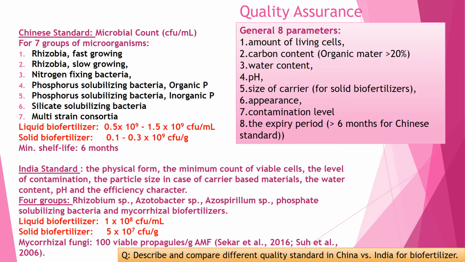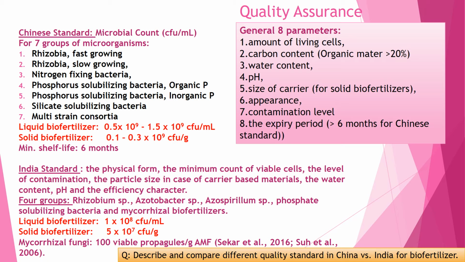Okay, so as a general guideline for quality assurance, these are the 8 principles. Amount of living cells in CFU. Carbon content: you must have organic matter greater than 20%, because in the organic matter you will have humic acid, which becomes a housing to keep or absorb the microorganisms. The water content will vary with country, but usually it's around 40% or less. It cannot be too low; if too low, the microbes will die. If too wet, the microbes don't have enough oxygen.